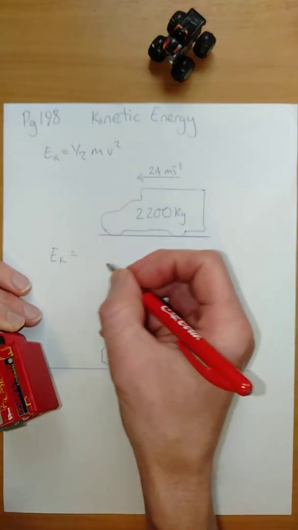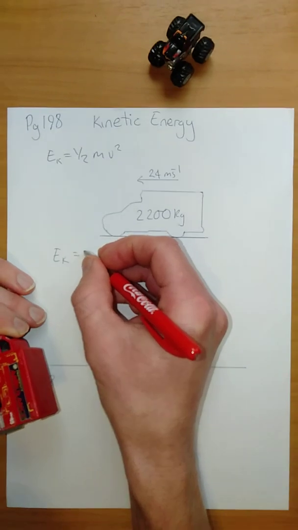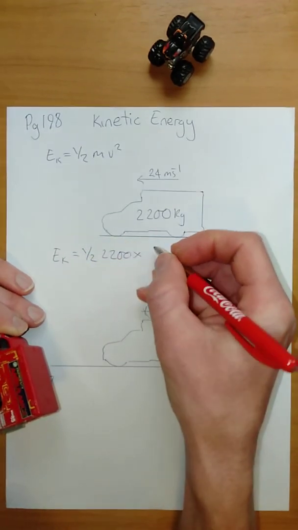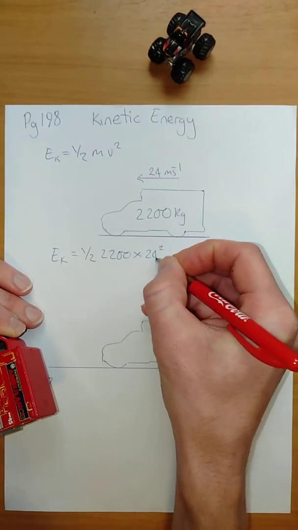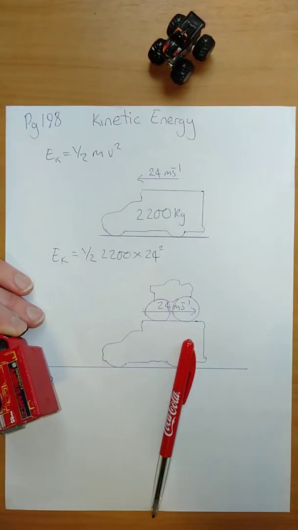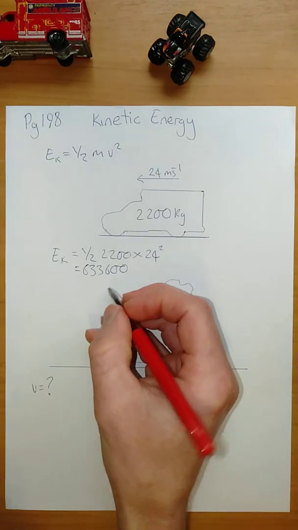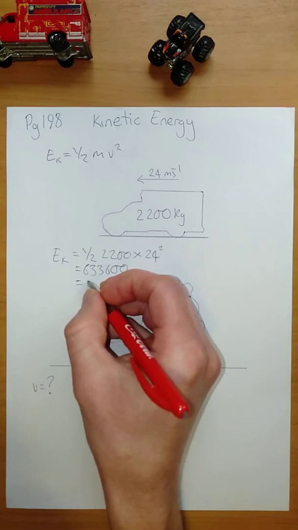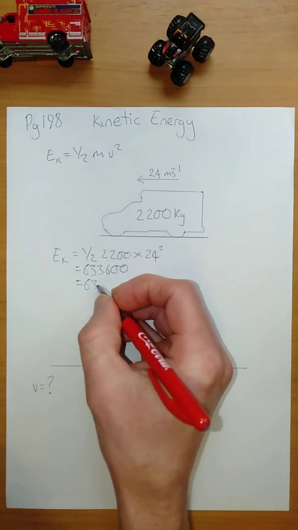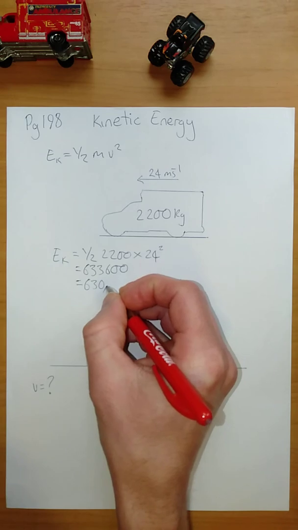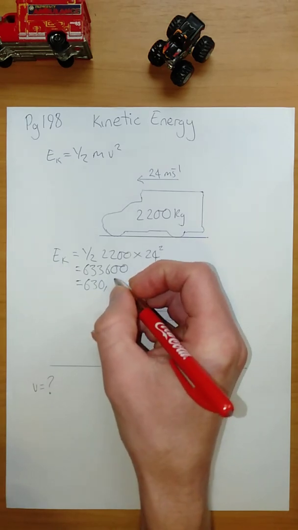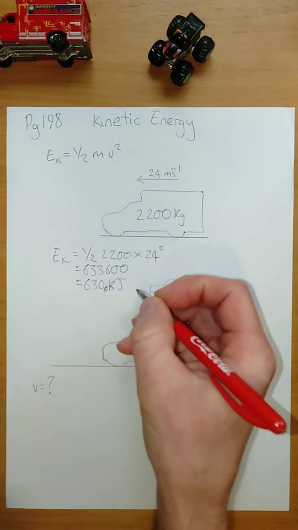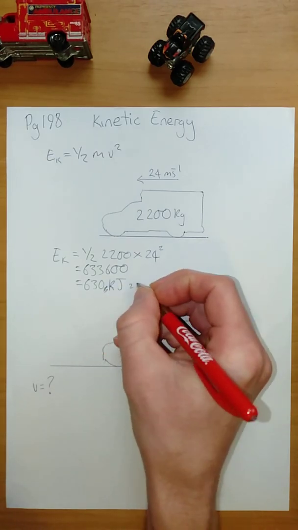So we've got our object, this is our ambulance here, so it's half times 2200 times 24, and the trick will be just to make sure that you square it. And again, it's giving us a big energy value, so we'll round that one off to 630, and then we can just put it into kilojoules. Or we could put the 3 zeros in. Probably important to show that it's 2SF.